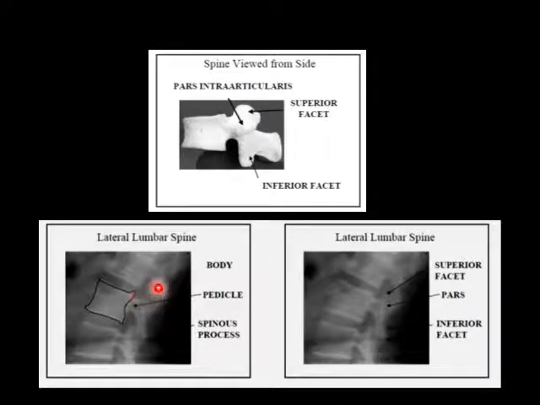It is a keyhole-like structure, and the disc is related to the inferior portion, while the superior portion contains the exiting nerve root and vessels, as well as surrounding perineural fat. Okay?